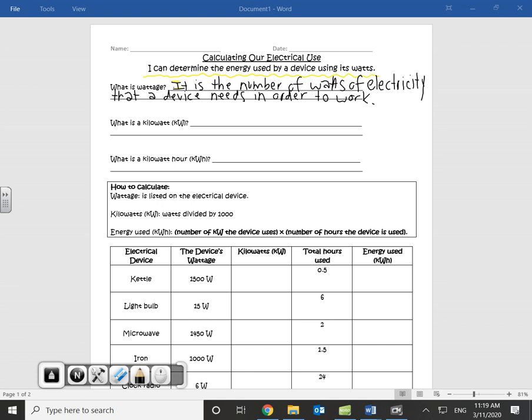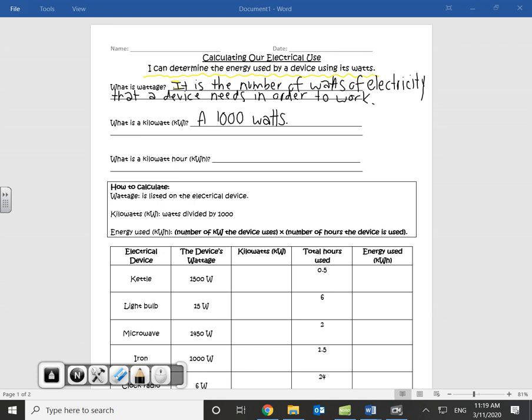Okay, what is a kilowatt? So it's kind of like grams and kilograms. It's the same premise. So a watt is like 1 unit, and a kilowatt is 1,000 watts. So you write 1,000 watts.